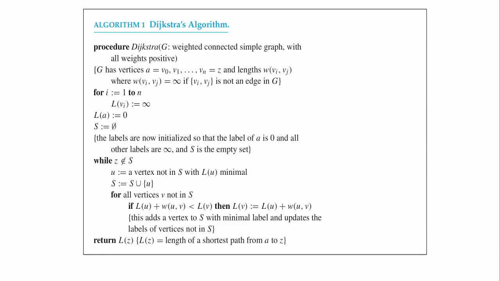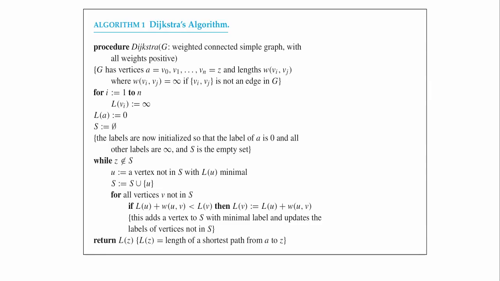Once u is added to Sk, we update the labels of all vertices not in Sk, so that Lk(V), the label of the vertex V at the kth stage, is the length of a shortest path from A to V that contains vertices only in Sk, that is, vertices that were already in the distinguished set together with u. Here w(u,v) is the length of the edge with u and v as endpoints.